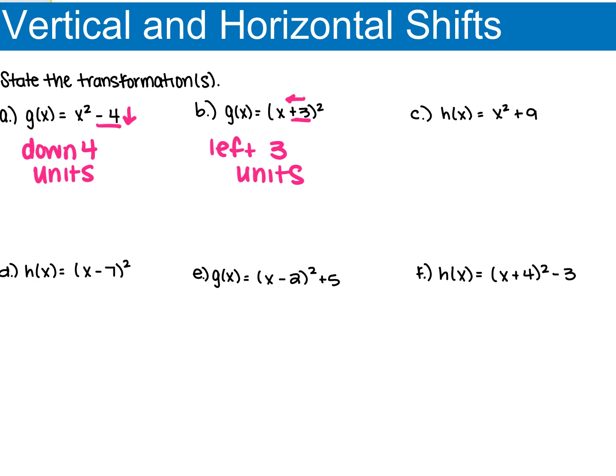For example C, you have h of x is equal to x squared plus 9. It's another one that's not in parentheses with the x, so that plus 9 means we're going up 9 units. For example D, we have h of x is equal to parentheses x minus 7, close parentheses squared. That minus 7 is inside the parentheses with x, so we're going to the right 7 units.